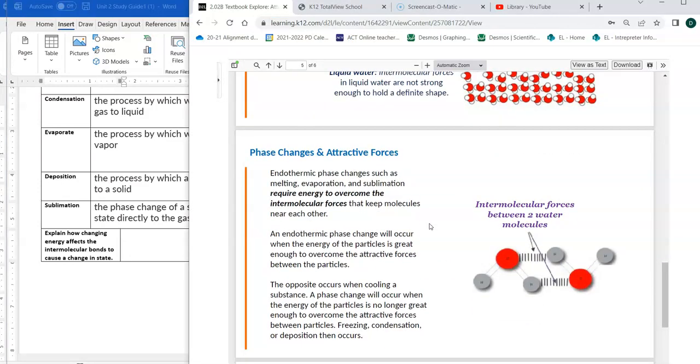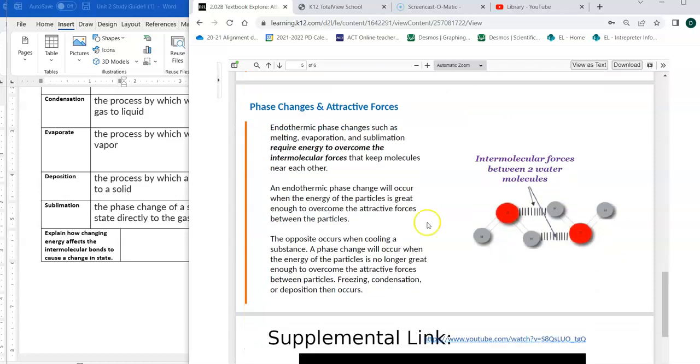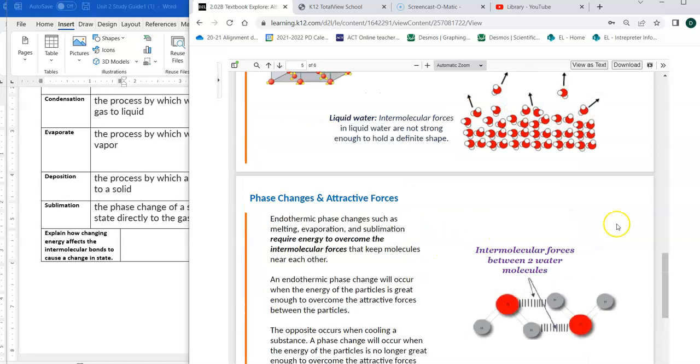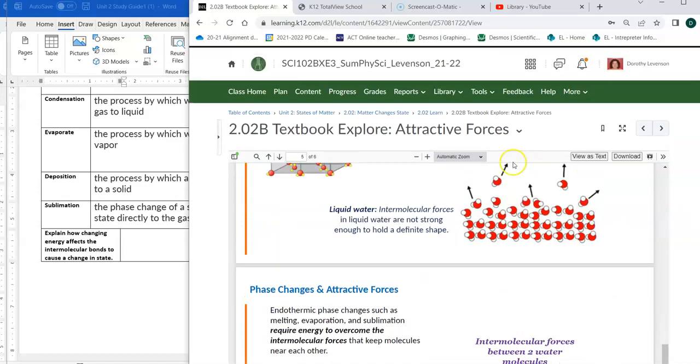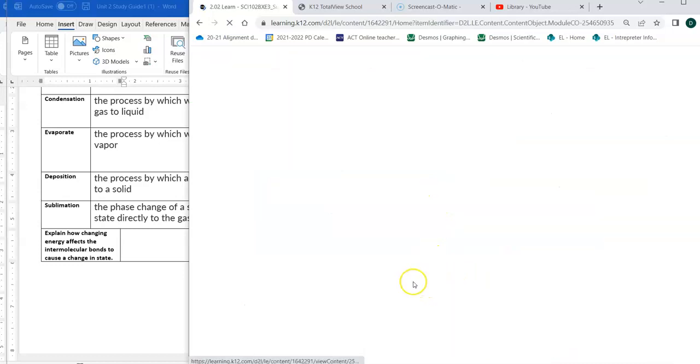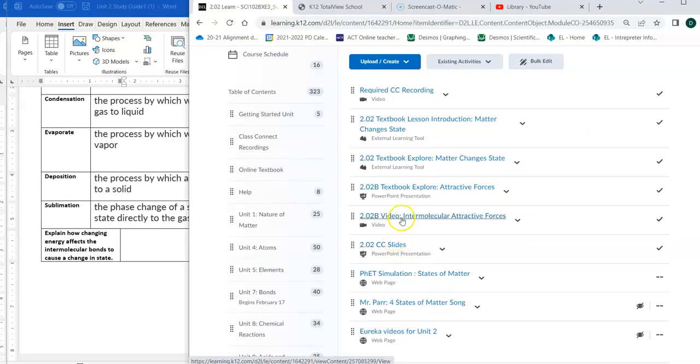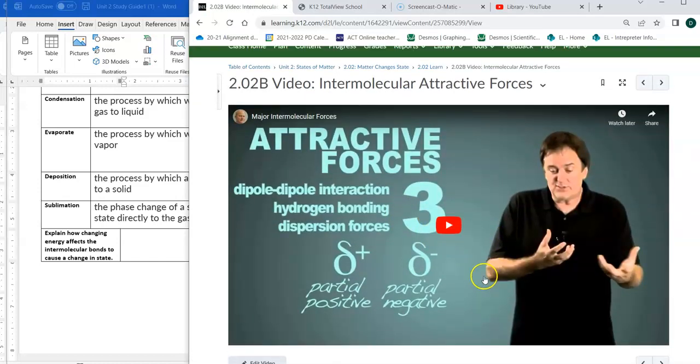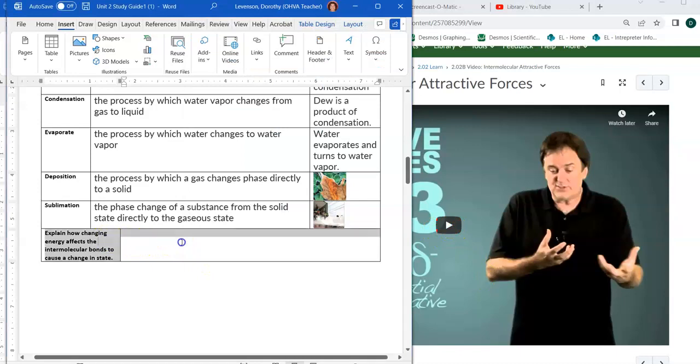All right. And then if you have questions, you can ask me, but you're going to need to put those in your own words. If you are struggling with this whole concept of the attractive forces, you can go back into the Learn, and there is a video here that is specifically about those attractive forces. You can watch the video and that will help you, but you're going to need to do this part in your own words.